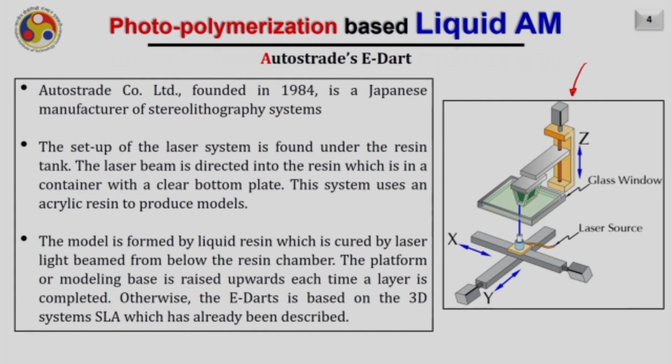Autostrade's Company Limited, founded in 1984, is a Japanese manufacturer of stereolithography systems. The setup of the laser is found under the resin tank. So, this is the laser system and it is under the liquid tank, and of course, this particular window will be a transparent window.